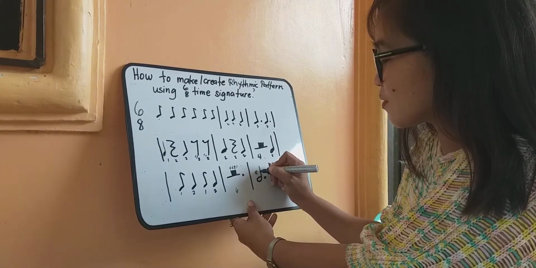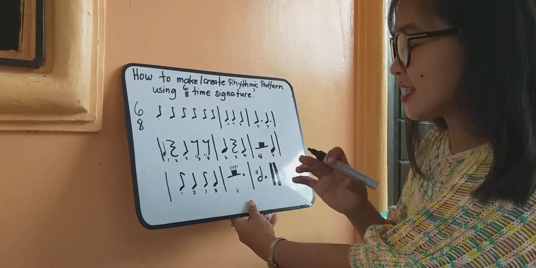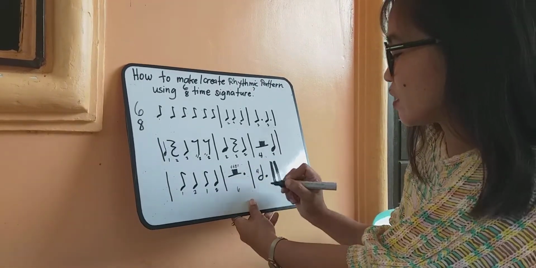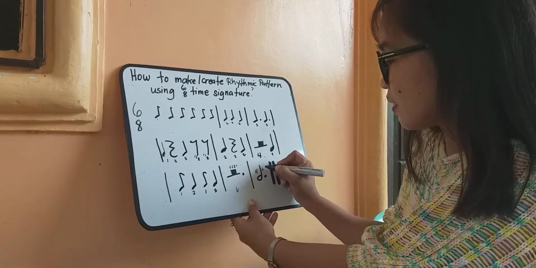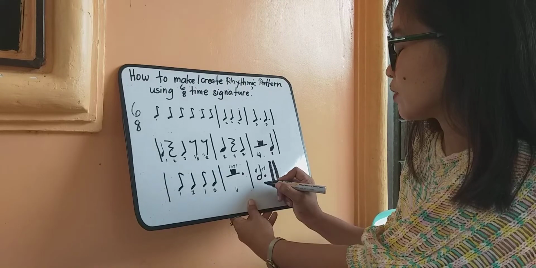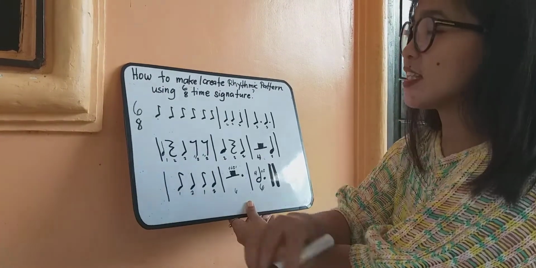Again, kung di mo pa na alam ang kumuha ng value ng mga dotted note and dotted rest, please watch the video about that. So, this is half of the principal note. Okay, so this is, dotted half is 6 counts sa 6/8 time signature.